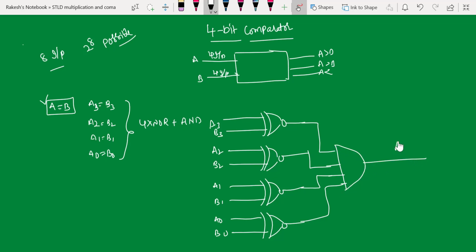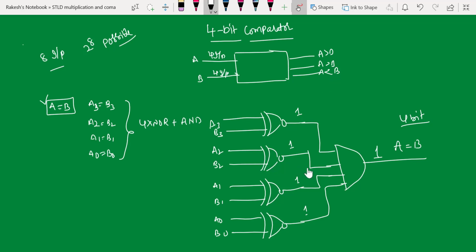Now this circuit is going to produce the A equals to B output for the 4-bit comparator, because it will compare all the 4 bits using XNOR gates, and if all are 1, that means if these 2 bits are equal, these 2 bits are equal, these 2 bits are equal, these 2 bits are equal, you are going to produce an output 1. So this is the A equals to B circuit.